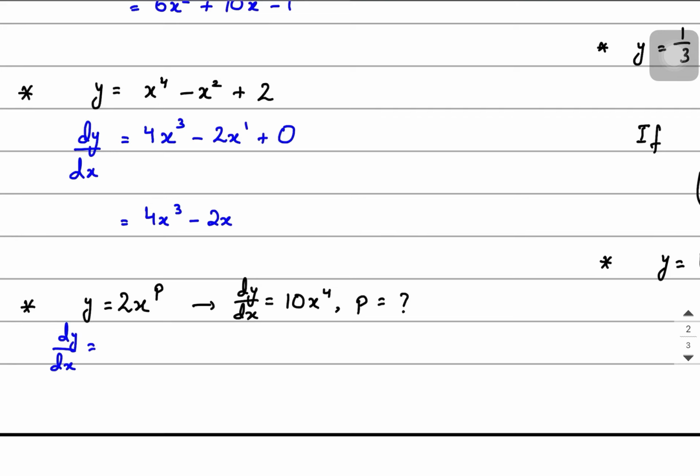How? Power comes down, so this becomes 2p. 1 subtract from the power. The power comes down and it will be multiplied by 2. Power comes down, 1 subtract from the power, so it becomes p minus 1. Now I am going to compare the coefficient. So my coefficient is 2p. So I would write 2p equals to 10, and the value of p is going to be 5.